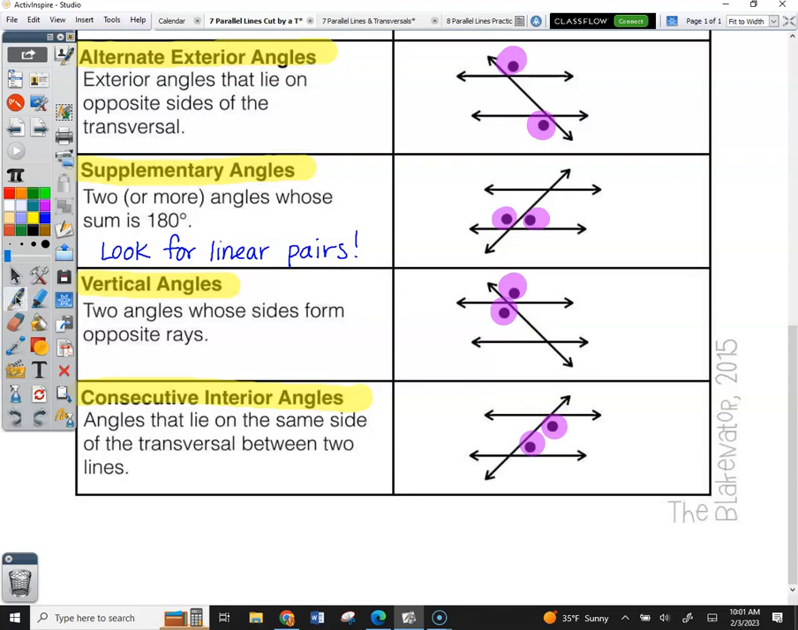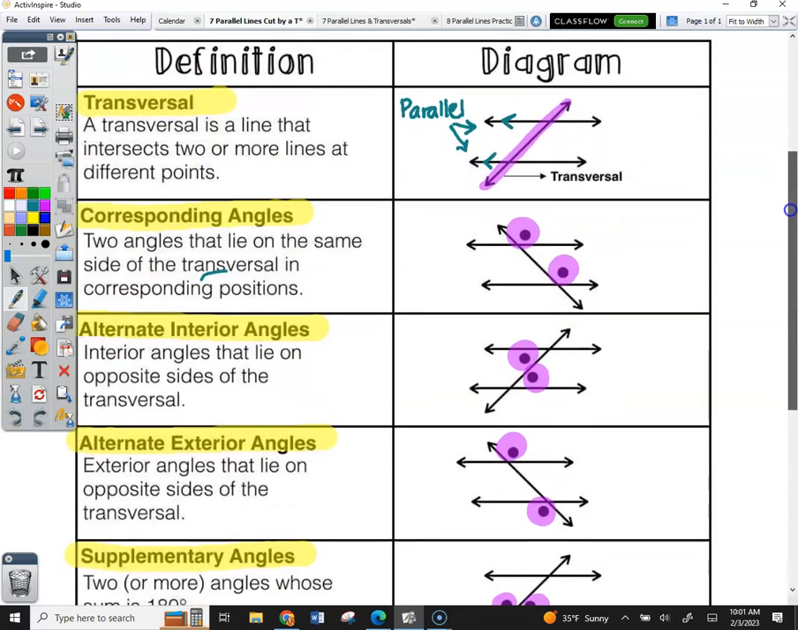All right. Now let's go to the new part. We just covered the 2 that you already know. There are 3 new ones here, and then we'll scroll to get the last new one at the bottom. Corresponding angles. They are angles that lie in the same side of the transversal, same position. Same side, same position. So here's what we mean.